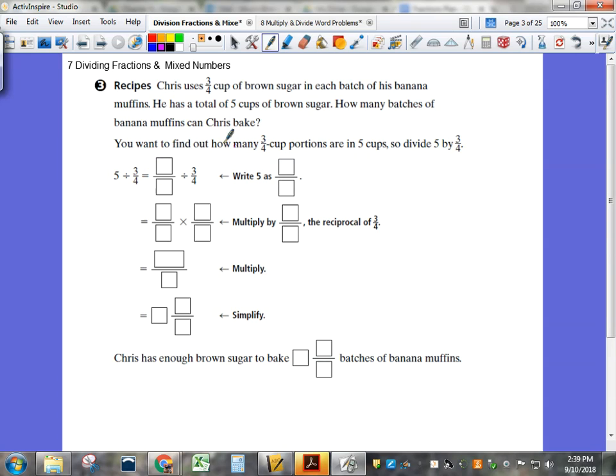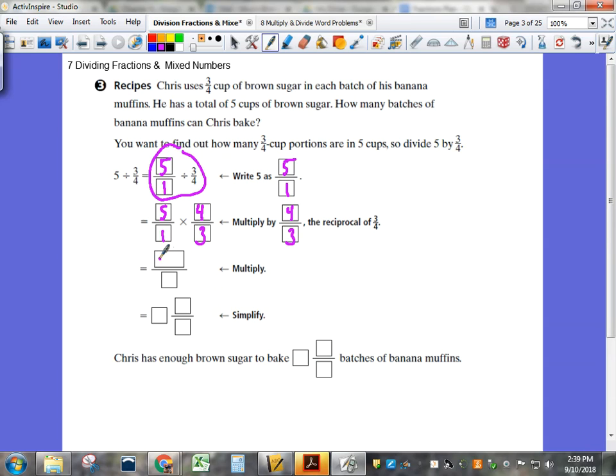The first thing we have to do is write 5 as a fraction. So we have 5 over 1 divided by 3/4. And we know that to divide a fraction really means we multiply by the reciprocal. So our first number stays the same, and our second number flops upside down. 4/3 is the reciprocal of 3/4. So now I'm ready to multiply.